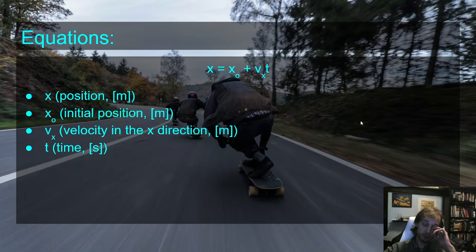So the equation we're going to be using for this is that your current position is equal to your initial position plus whatever velocity is in that direction times time. And this only works if you have a constant velocity.